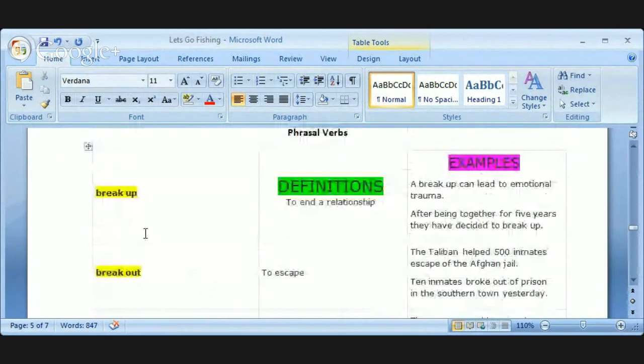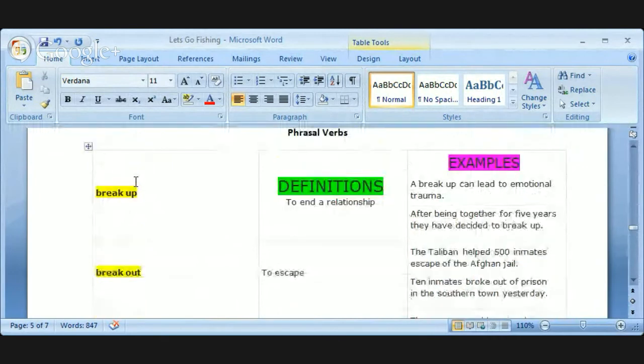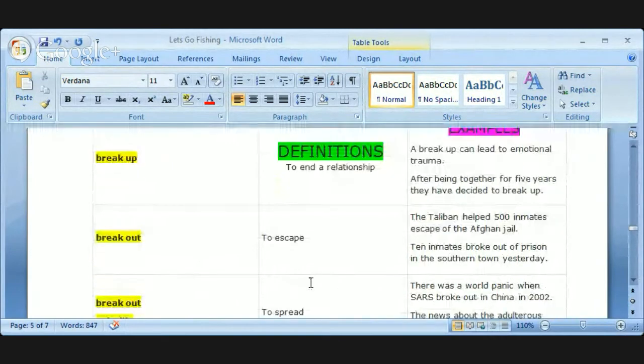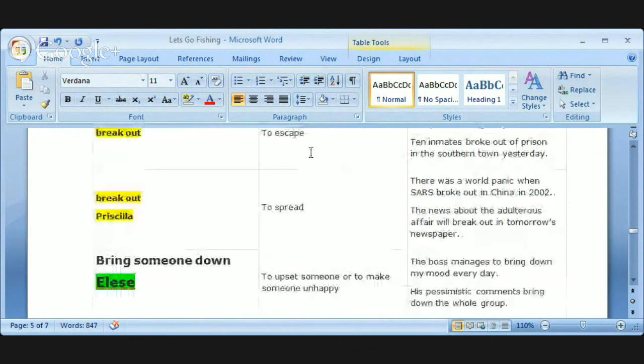Okay. Amari or Dennis, which one would you like to take? Break up, break out, or bring someone down? Break out. Which one, to spread or to escape? To escape. Okay. And who is this? Is this Amari? Yes. Okay, Amari.